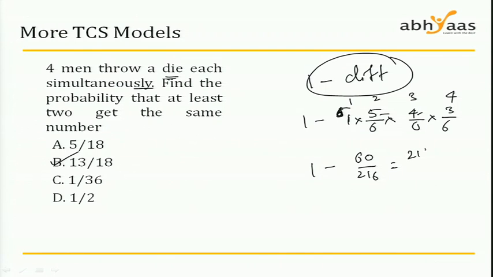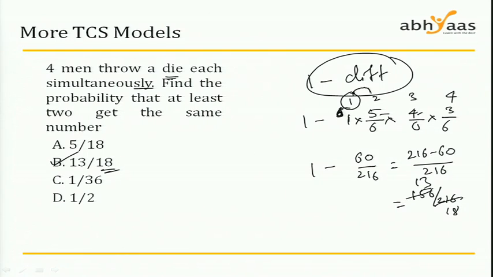So 216 minus 60 by 216, if you solve this, you'll have some 156 by 216. So if you solve this, 12 13s are 156, 12 18s are 216. So 13 by 18 is my answer, right? Very simple one. The first one can get any number, right?